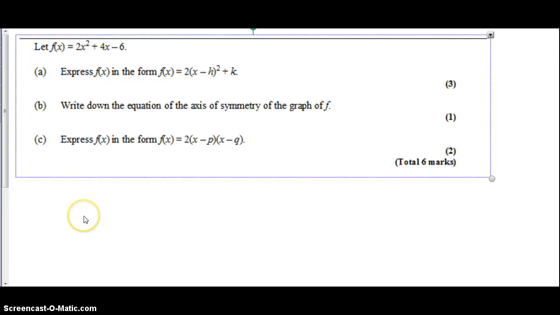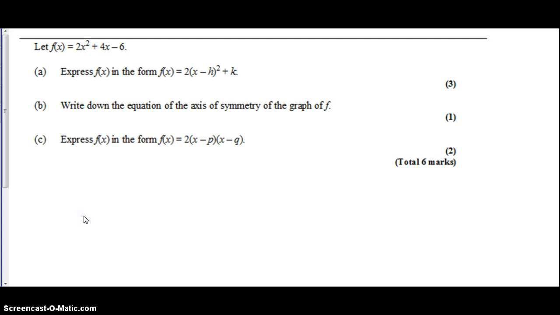Okay, so first we're just going to jump right into an IB problem that you might see. And this one is a 6-mark question, and it has 3 parts to it. The first part wants you to express the function f of x in the form f of x equals 2 times (x minus h) squared plus k.